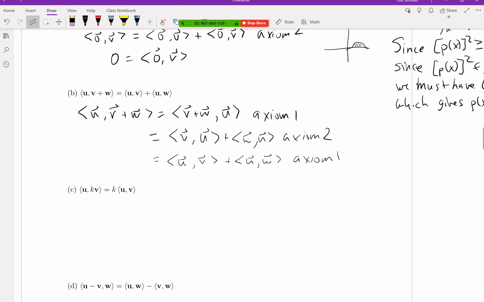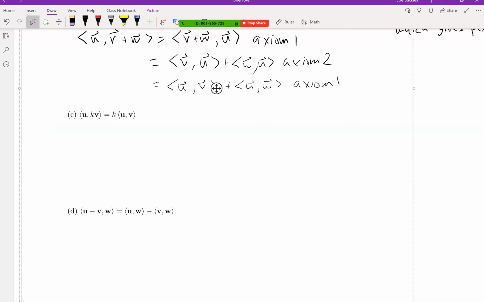I'm going to leave these last two for you to practice with. This third one, the C, you should be able to do almost exactly like what we just did for part B. Just do it with axiom 3 rather than axiom 2 in the middle. And for D here, just remember that your subtraction means that you're adding the inverse. So, like I said, I'll leave those two for you to practice.